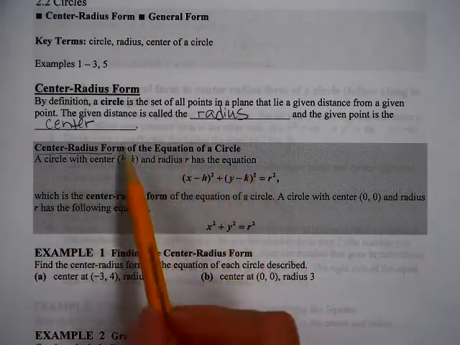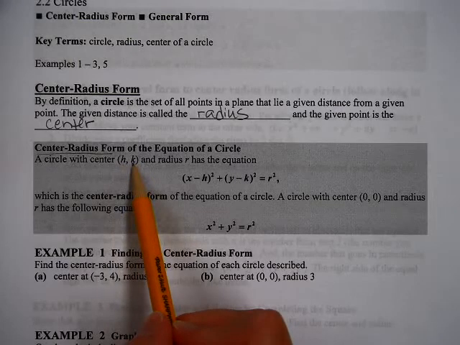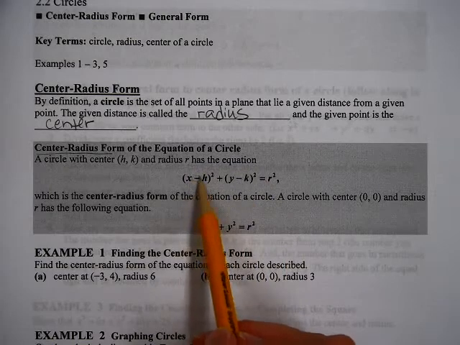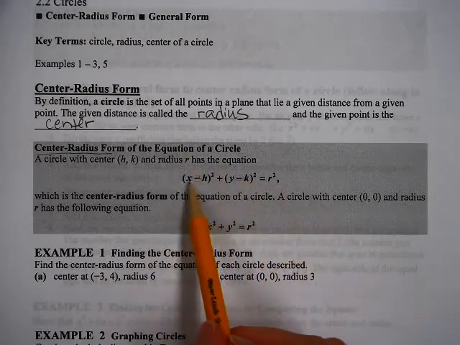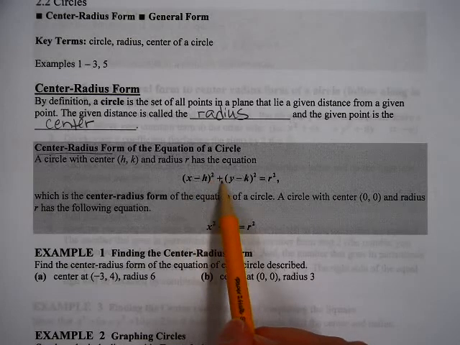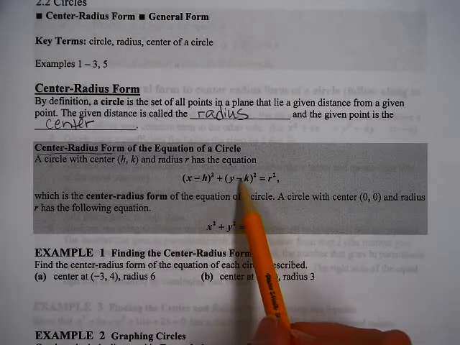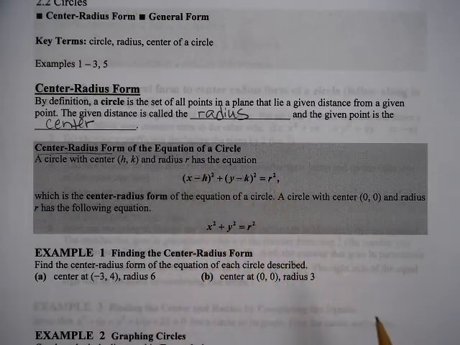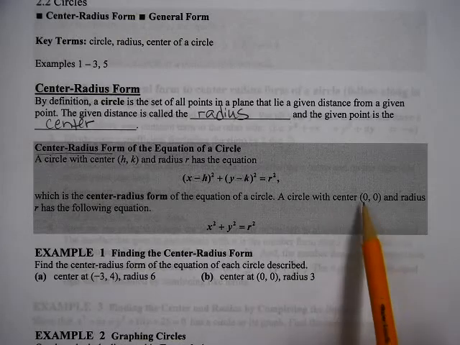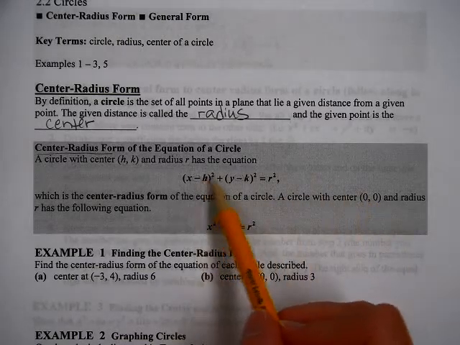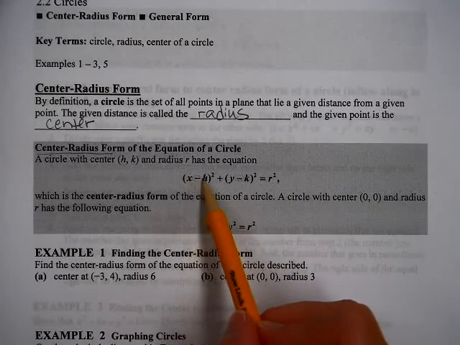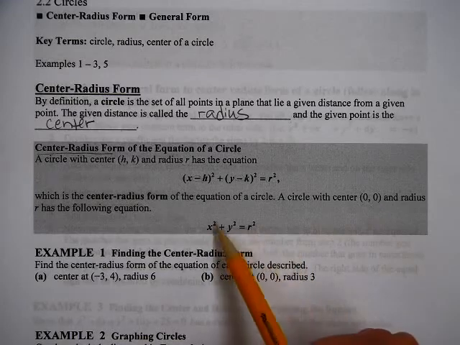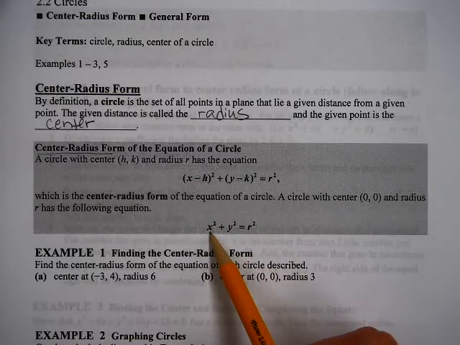With the center radius form, the center is the point (h, k). Radius is defined as r. Notice in the formula this is always minus. It's going to be (x minus a value) squared plus, this is always plus, (y minus a value) squared equals the radius squared. Also notice if the center is 0, 0, so h and k are both 0, x minus 0 is simply x. So if the center is 0, 0, then you don't have parentheses, you just have x squared plus y squared.